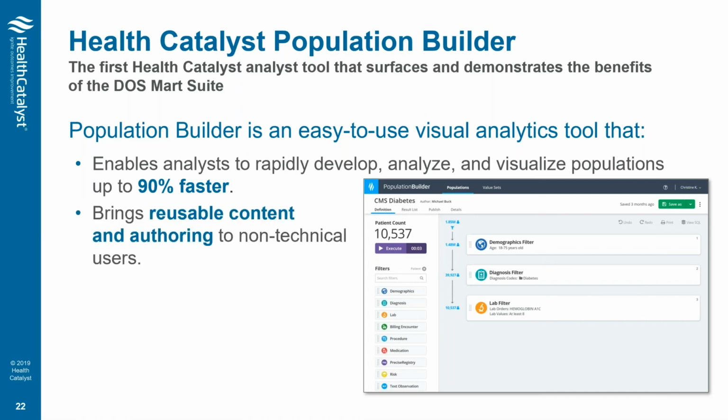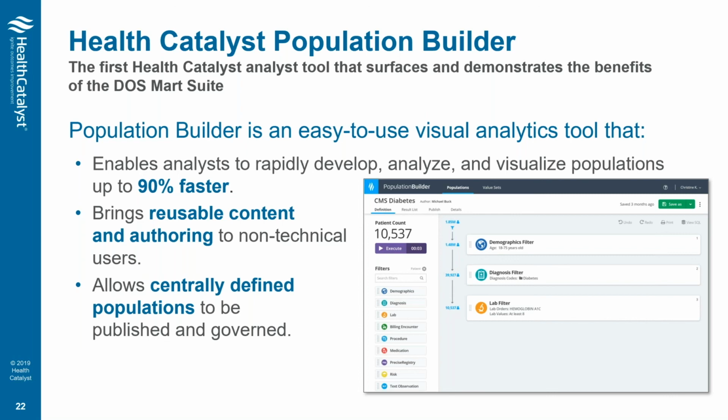It brings this concept of reusable content and authoring now to non-technical users, to business users. And I think you'll be able to see that. I'm going to demo the tool in just a moment. And then most importantly, it takes these populations that are defined in the tool or list of patients, and it publishes them into the DOS platform. And when data from Population Builder is published into the DOS platform, that means it can be referenced from anywhere. So if I define a heart failure population in Population Builder, I can then see that population in some other Catalyst tools. I can write queries against it for my own custom analytics, or even access that from third-party tools.